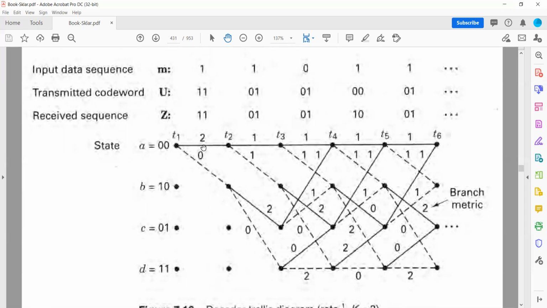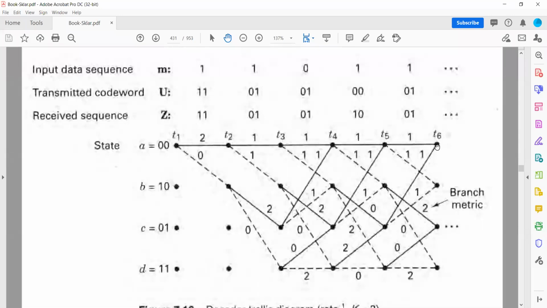For the first path, it is 2, 1, 1, 1, and 1. What is the state metric? 2, 1 plus 1, 3 plus 1, 4 plus 1, 5 plus 1, 6. So 6 is the state metric for one path. What is the other path?